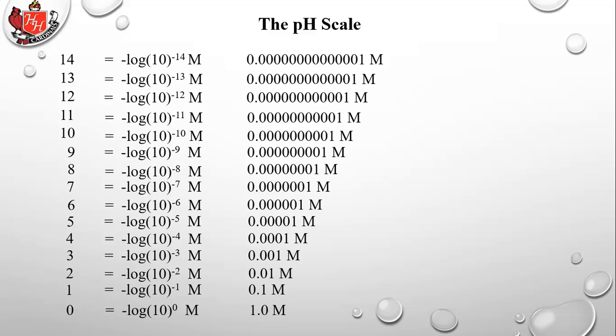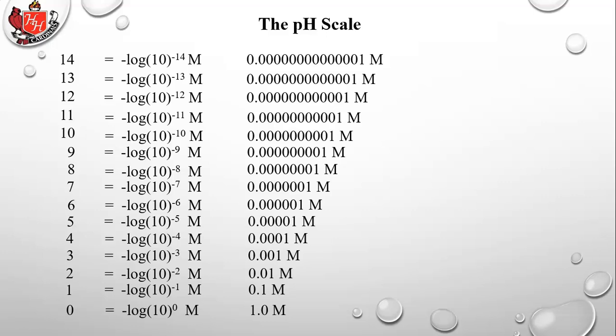If you go to 1 on the pH scale, you're still talking about a strong acid, and that's negative log of 10 to the minus 1. And if you just do the math on that on your calculator, you get 0.1 molar. 0.1 moles of acid for every liter of solution. That's the acid and the water mixed together.